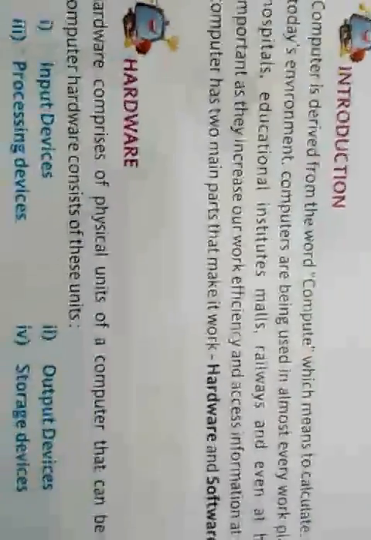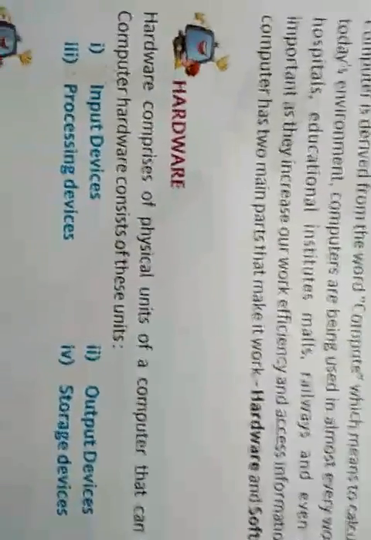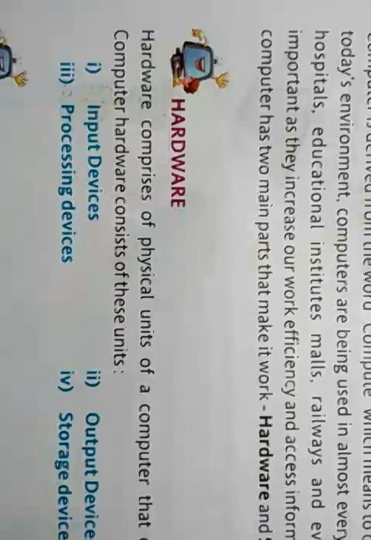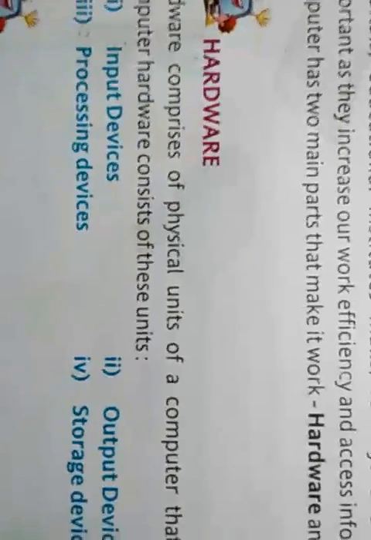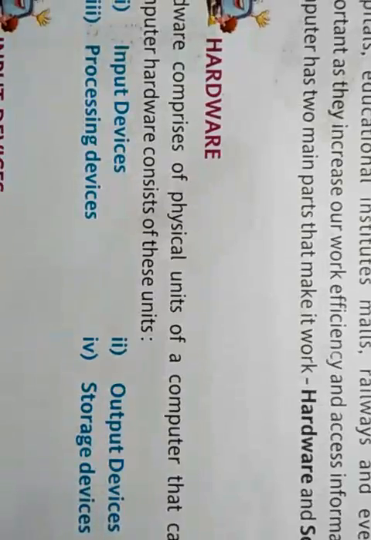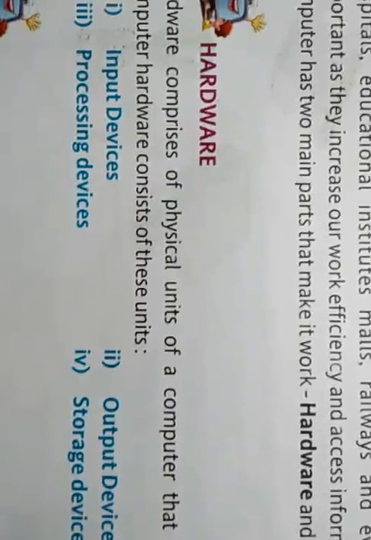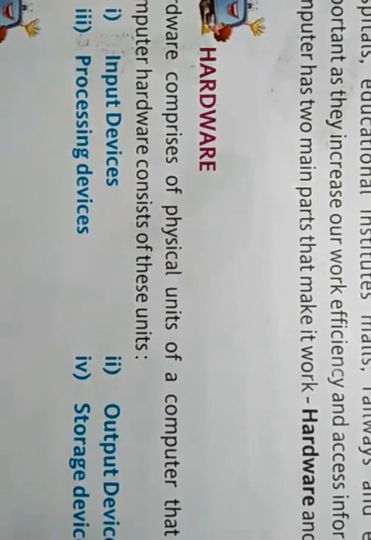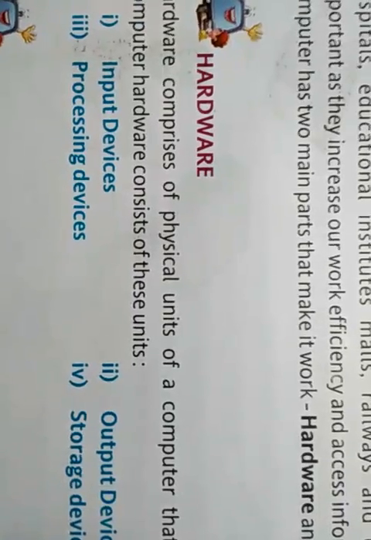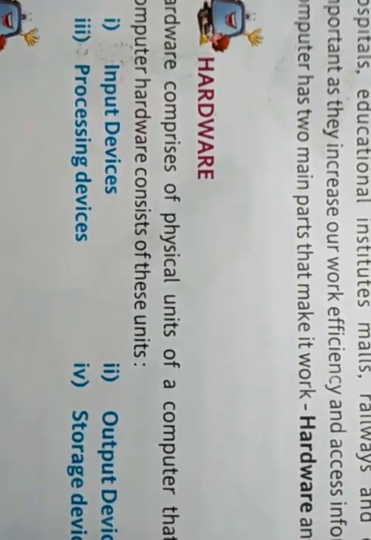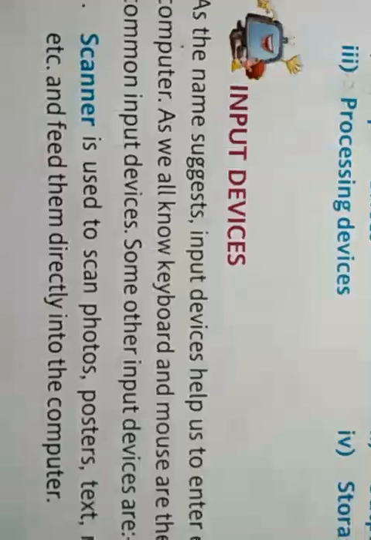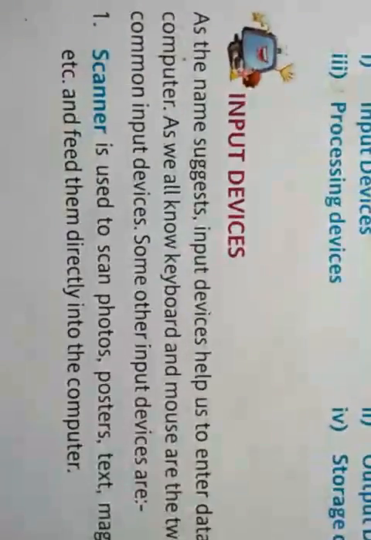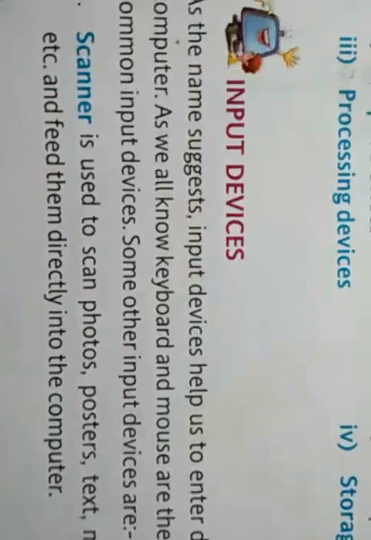All the machinery part of the computer is called the hardware, which we can see and touch. There are many examples of hardware such as input devices, output devices, processing devices, and storage devices. Examples: keyboard, monitor, printer, scanner, mouse, microphone, etc. And here I am describing the input devices.